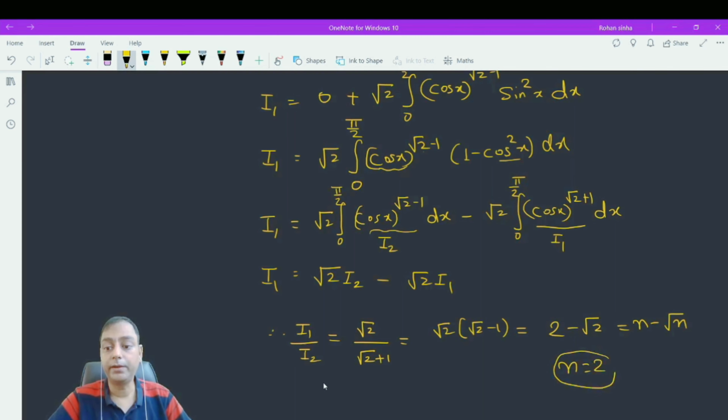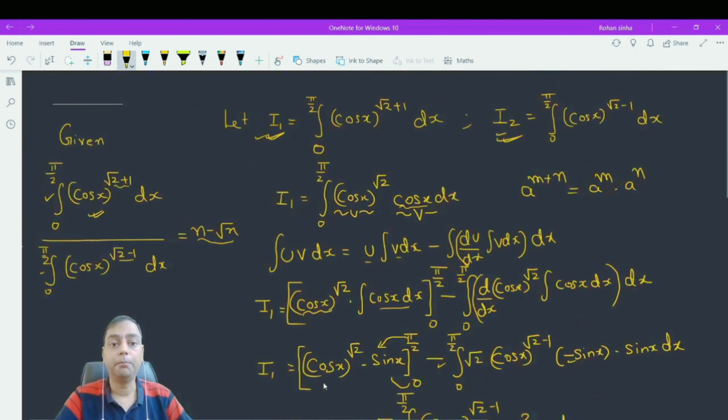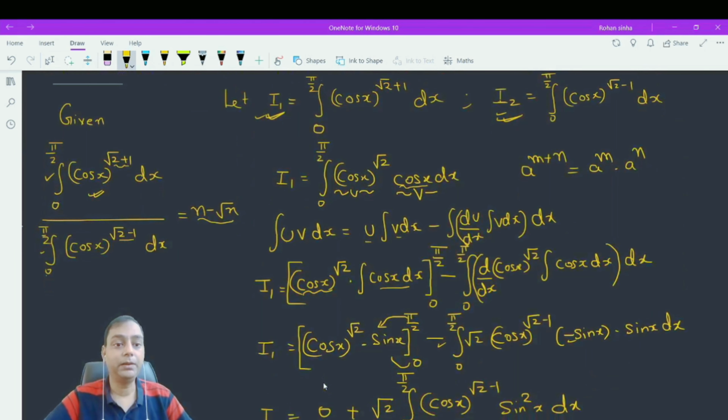This is a very tricky problem. So I hope you understand the solution of the problem and also understand how to apply integration by parts here. This problem is mainly based on the concept of integration by parts. So hope you understand this problem, and thank you and see you in the next video.